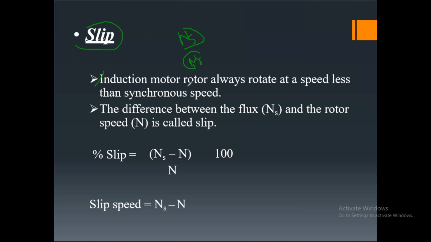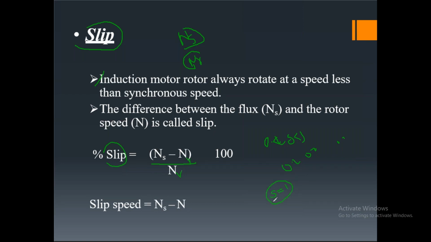See here, the induction motor rotor always rotates at a speed less than the synchronous speed. Okay? The difference between the flux speed and rotor speed we call slip. So this is the formula for slip. Percentage slip is synchronous speed minus rotor speed divided by synchronous speed. Generally the slip for an induction motor lies between 0.02 and 1. So it lies between 0 and 1, that is 0.1 or 0.2 or 0.3. Okay? So when does slip become 1, and when does slip become 0?